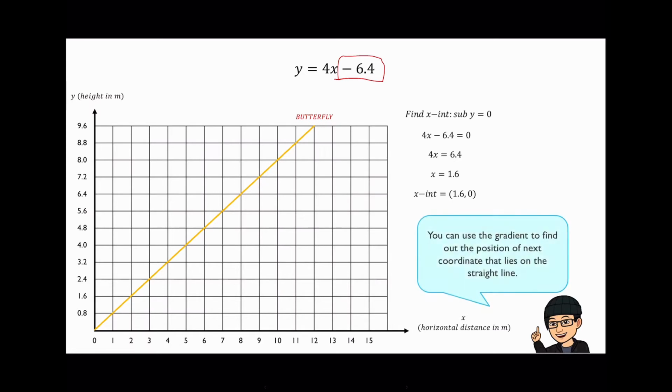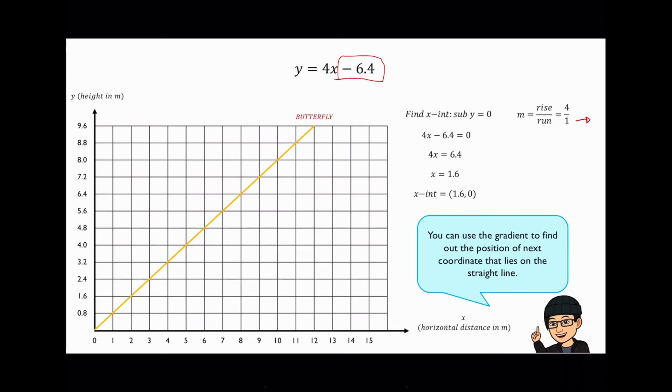So in this case, your gradient is equal to 4, which can be written as 4 over 1, since we know that gradient refers to rise over run. What this means is that for every 1 unit you move to the right, you're going to be moving 4 units up. So I'll show you what this actually looks like.